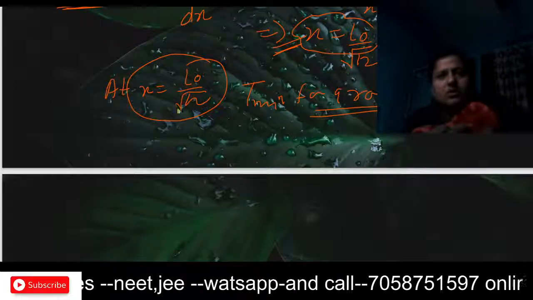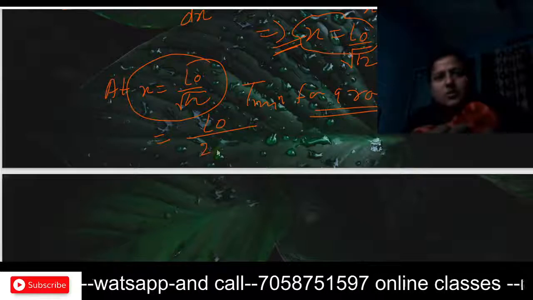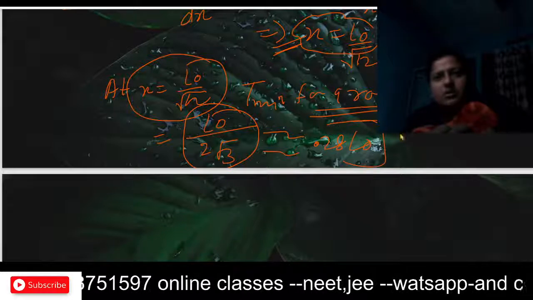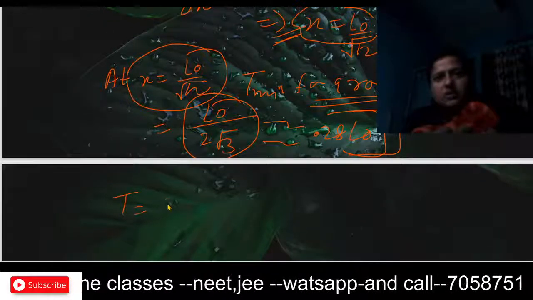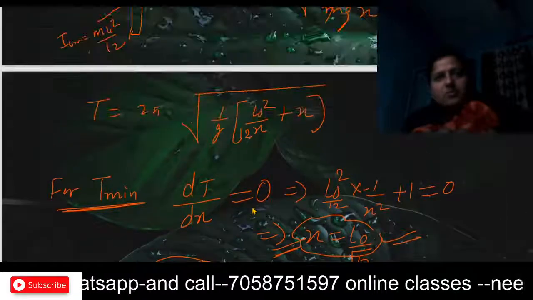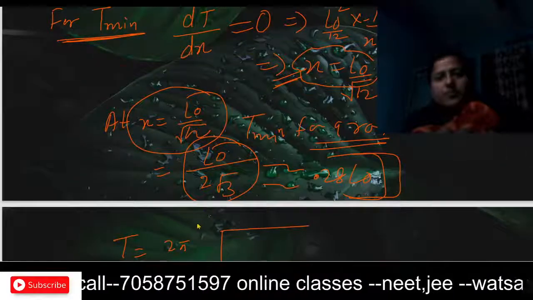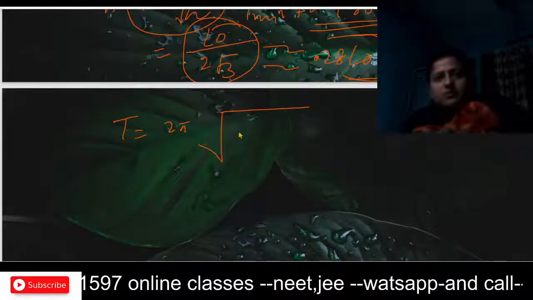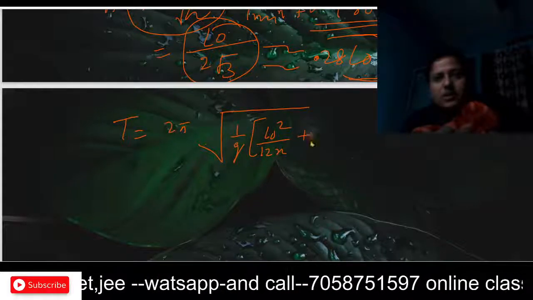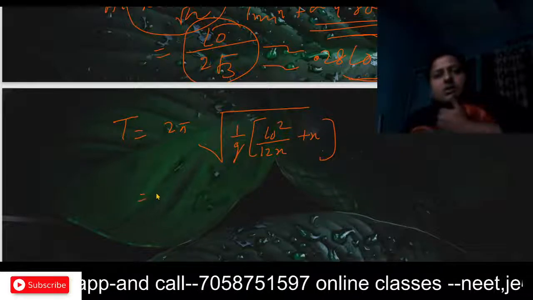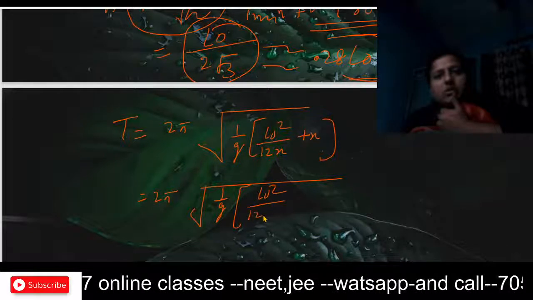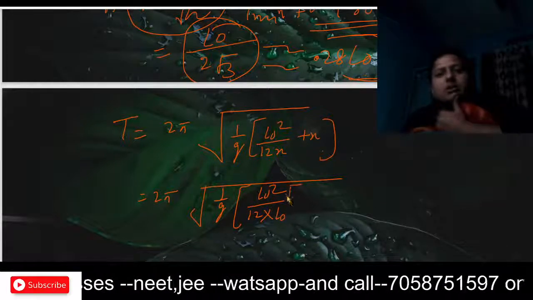What is root 12? Root 12 is 2 root 3. That is approximately 0.28 L0. So time period is 2 pi under root 1 over g into L0 square over 12x plus x. And what does x come out to be? x is L0 by root 12.